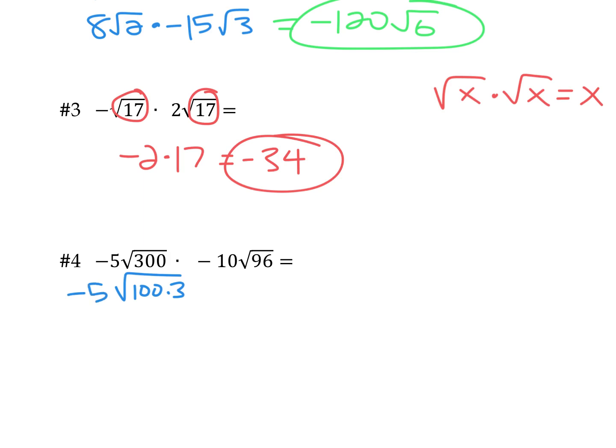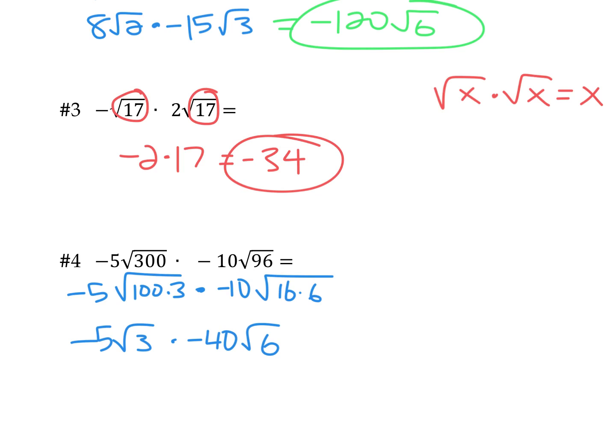So the square root of 100 is 10, so it'd be negative 50 root 3. And then times negative 10, and then 96. So again, you might not come up with the biggest perfect square factor right away. That's okay. This is 16 times 6. Maybe you do 4 times something, and that works, and you have to simplify further. That's okay. And so the square root of 16 is 4 times negative 10. It'd be negative 40 root 6.